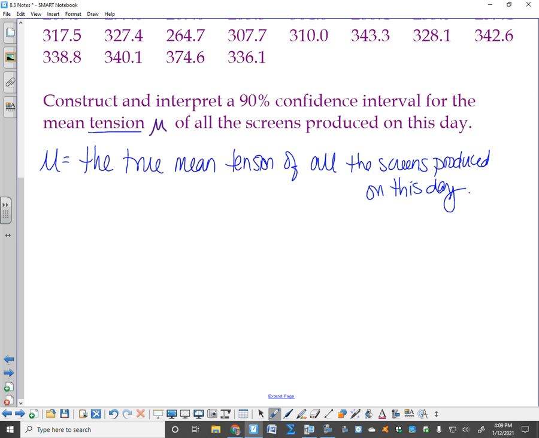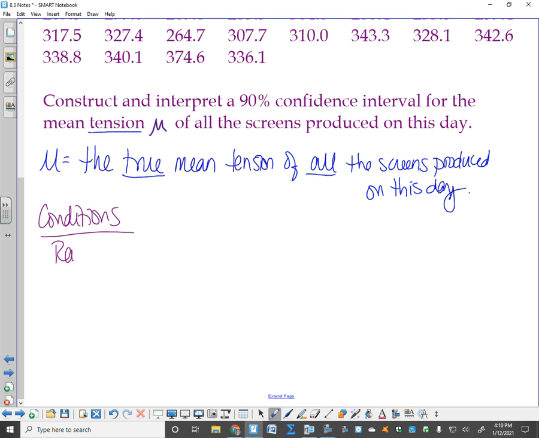The true mean. When you did proportions, it was the true proportion of all red cars in the parking lot. This is the true mean, and then you have to say what you're measuring. I'm measuring the tension of all the screens produced that day. So true and all, there they are. The next thing I'm going to do, I'm going to roll right into my conditions. Let's see how far we can go before we have to grab the calculator.